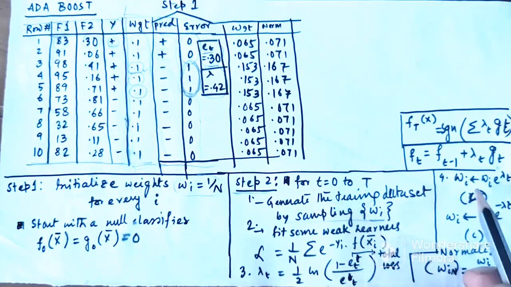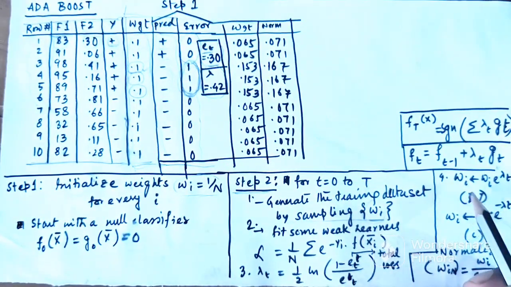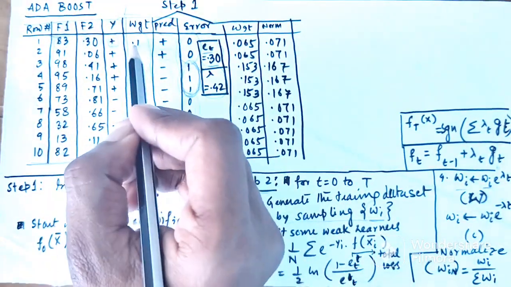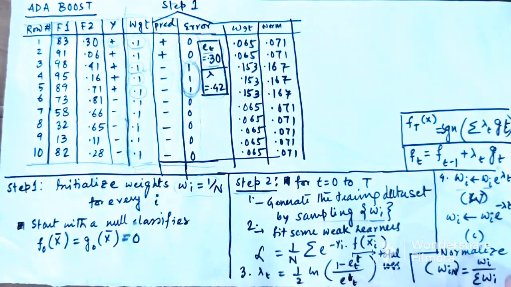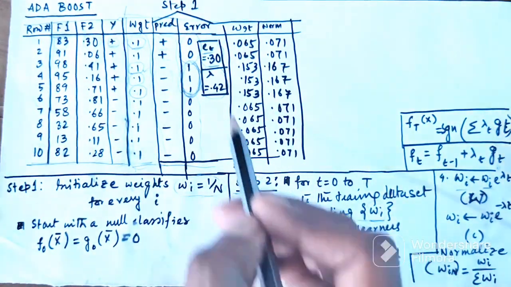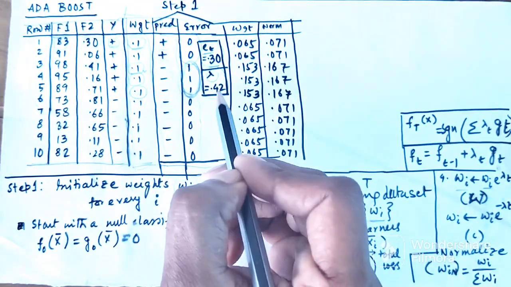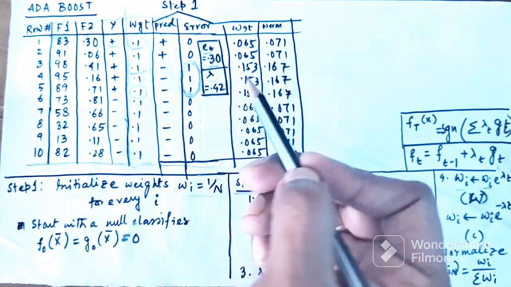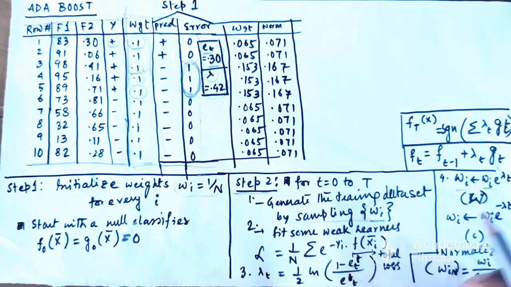Weight is nothing but, from this formulation you can get this weight. Weight is equal to the previous wi, multiplied by e to the power lambda t. What is e to the power lambda t? This one, this e to the power 0.42. So you can compute that for the weak learners, and for the strong learners, you just have to make this plus lambda t, and this minus lambda t.